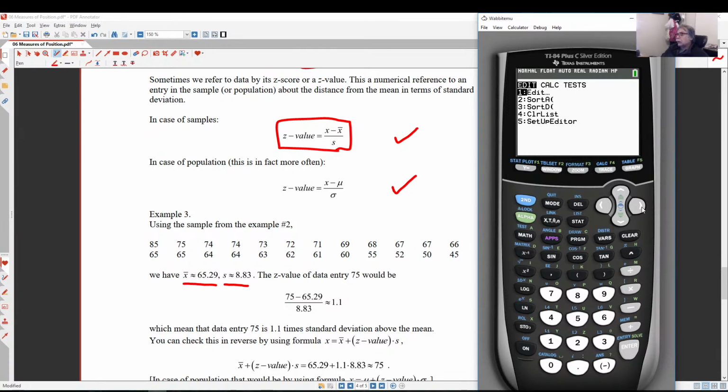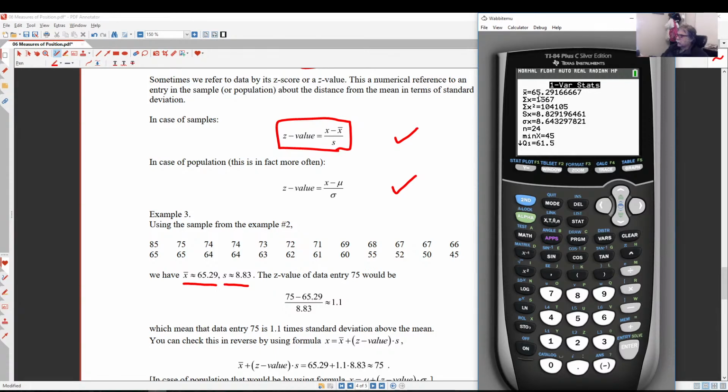The data is already in list one, so I don't need to edit that. I'm going to calculate one variable statistics. In one variable statistics, I want to do that for list one, of course. If you have a frequency list, you should put that here. If not, just go and calculate. Enter will calculate everything you need to know now.